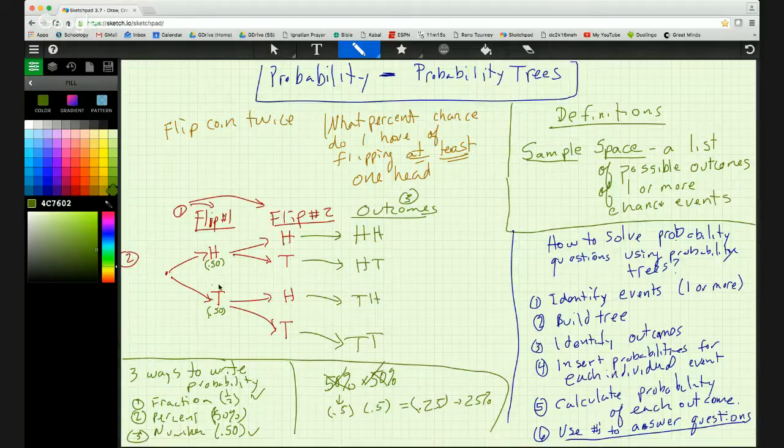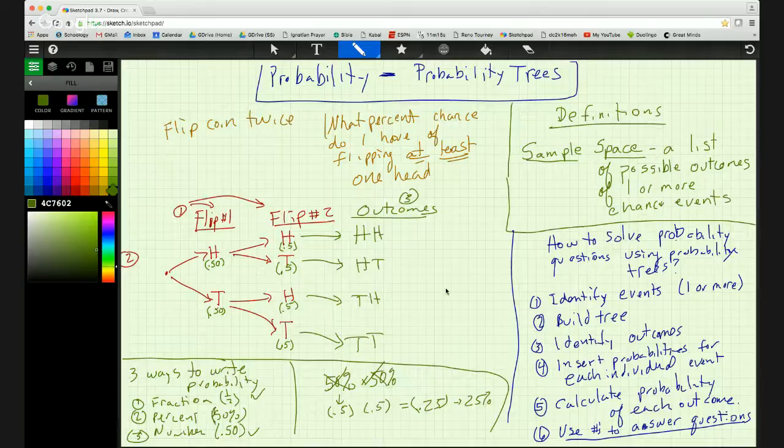So if we flip a head 50% of the time, on the second coin flip, the chance of getting a head or a tail is still 50%. 0.5, 0.5. A head is 0.5 and a tail is 0.5. So the next piece, insert probability: we insert our probability for each individual chance event. Starting here, it'd be 50-50 going to this head or this tail. If I'm here, it's 50-50 of going here or here. If I'm here, it's 50% here or here. And I'm writing everything as decimals.